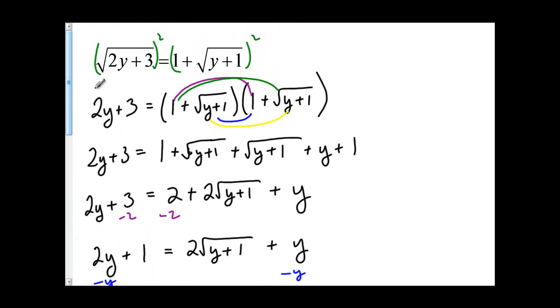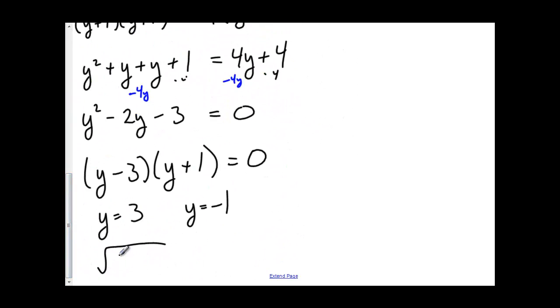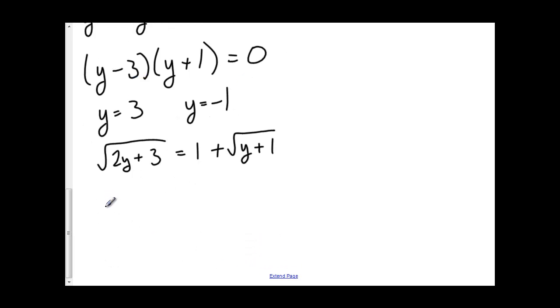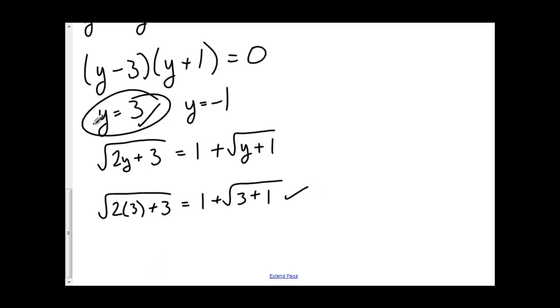So if we go all the way back to our original equation, we get the square root of 2y plus 3 equals 1 plus square root of y plus 1. So I'll put in my first solution. I've got 2 times 3 plus 3 equals 1 plus root 3 plus 1. So 2 times 3 is 6 plus 3 is 9. Take the square root, I get 3. Over on this side, 3 plus 1 is 4. Take the square root, I get 2 plus 1 is also 3. So that one works. So y equals 3 is a solution.